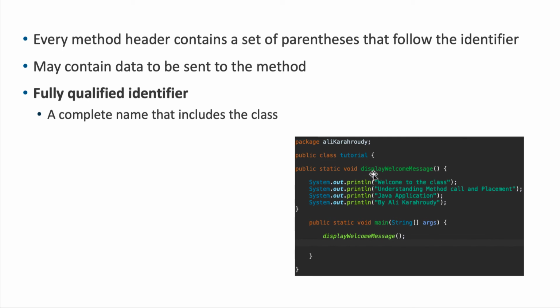The full name for the displayWelcomeMessage method is going to be Tutorial.displayWelcomeMessage, which includes the class name, a dot, and the method name, which is displayWelcomeMessage. The name does not include an object because displayWelcomeMessage is a static method. A complete name that includes the class is a fully qualified identifier. When you use a method within its own class, you do not need to use the fully qualified name, although you can, and I'm going to show you how.